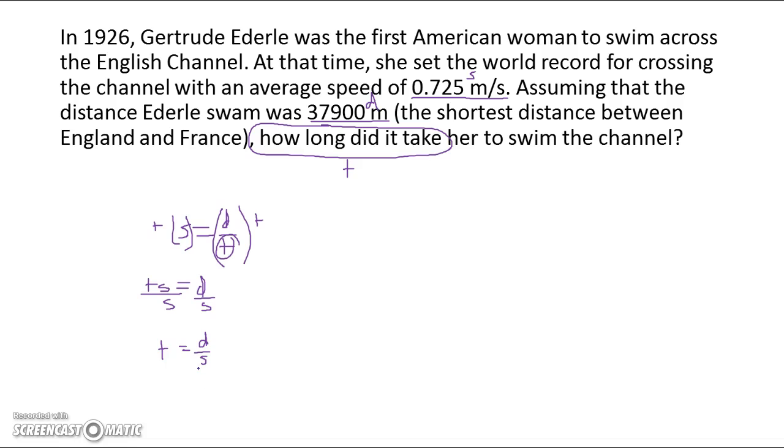All right, now we've rearranged the equation, and so we just plug our numbers in and solve for t. All right, our distance, 37900 meters, and that is divided by 0.725 meters per second.